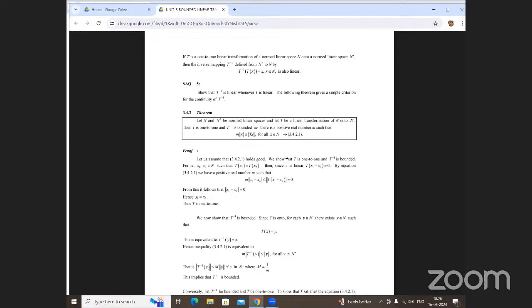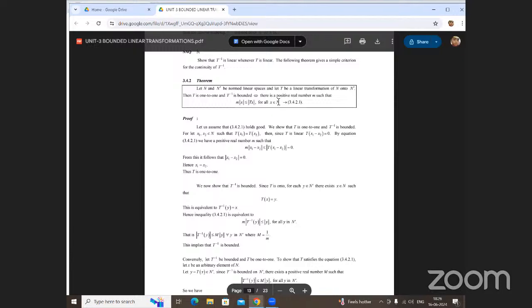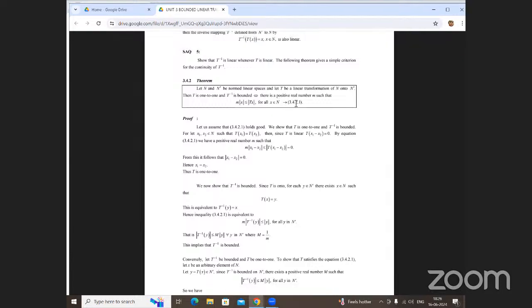Let N and N dash, according to this theory, just see and refer. N and N dash both are linear spaces, normed linear spaces. T is a linear transformation of N onto N dash. Now, T is one-to-one and T inverse is bounded. Bounded means there exists a positive real number small m such that m into norm x is less than or equal to norm T of x.